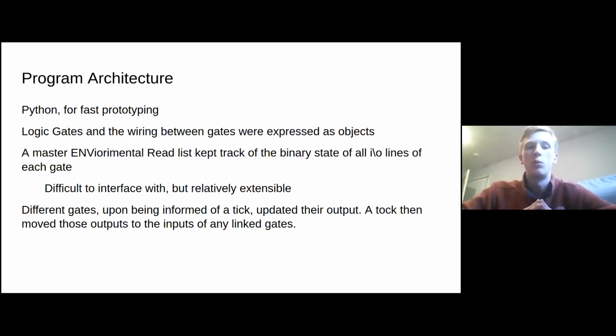We architected the program in Python. Ideally, it would have been done in C or C++, but frankly, it's been years since I last used those. I didn't want to. We used objects to express logic gates and other objects to express the connections between those gates. That allowed us to extend different gates as we needed.